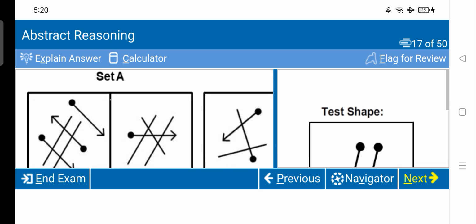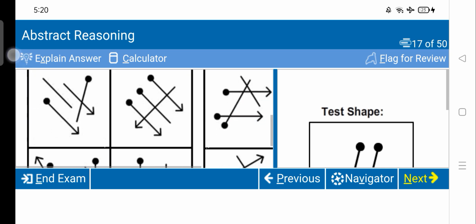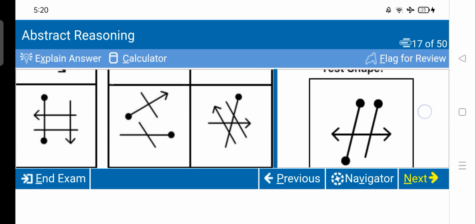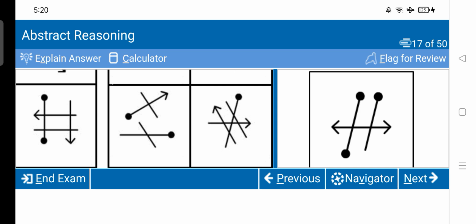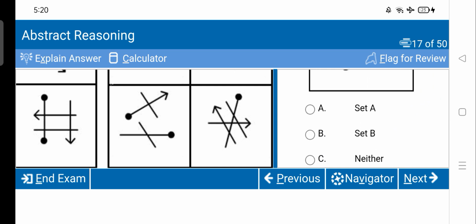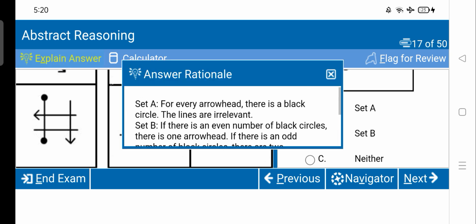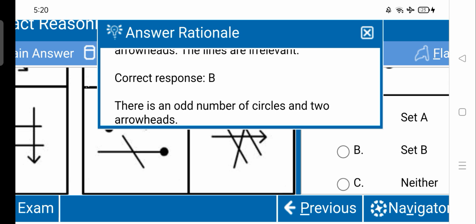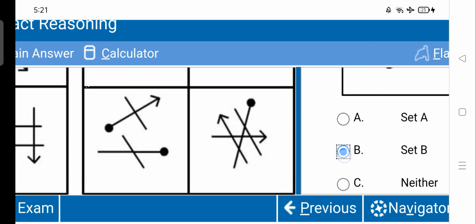Next we have the set of shapes for set A, and then we have set B. These are the same set of shapes as we had in the last question. So the test shape belongs to this. We have the same options: for option A we have set A, for option B we have set B, and for option C we have neither. So the rules are also the same, as we have the same set of shapes. Now the correct response we have is option B. There is an odd number of circles and 2 arrowheads. That's how we have the correct option is option B.